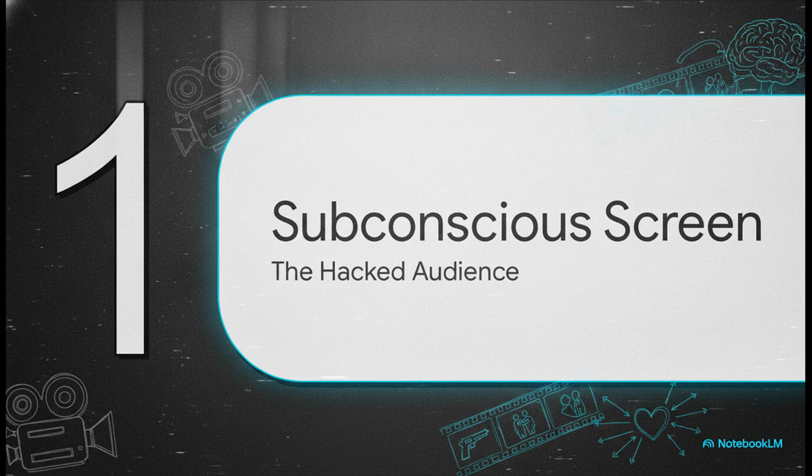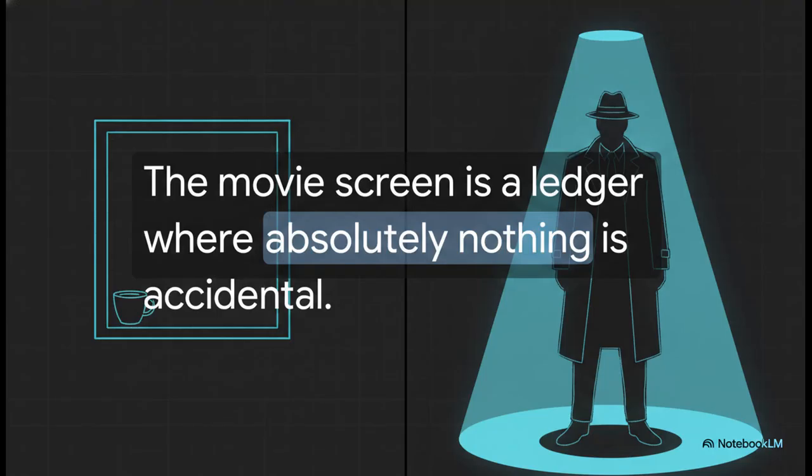Okay, let's dive right into Section 1, the subconscious screen, or as I like to call it, the hacked audience. Usually our conscious mind is super focused on the plot, right? We're trying to figure out who shot who or who's falling in love with who. But beneath that surface layer, the visual language of cinema is completely bypassing our logical filters. It is speaking directly to your nervous system. The movie screen is basically a ledger of hidden truths, where absolutely nothing is accidental.